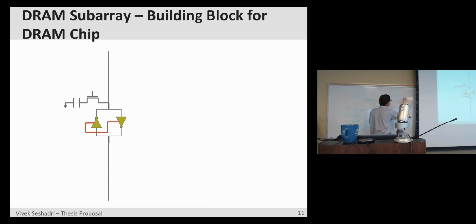bank into subarrays. Come on, we should be able to have better. Do we have something else over there? These things don't work. Yeah, thank you. Let's see. Let's try these.